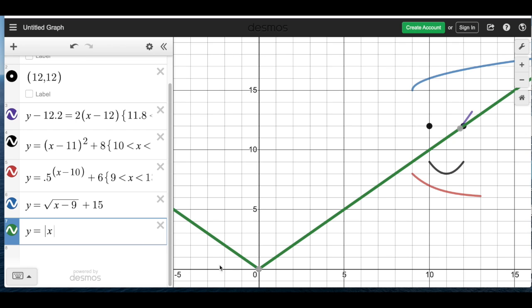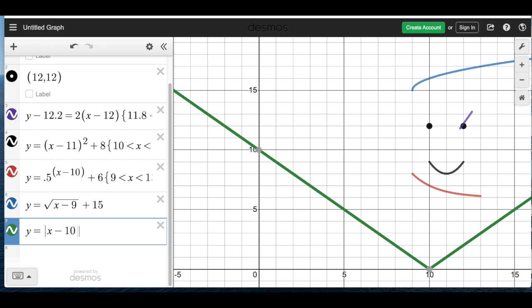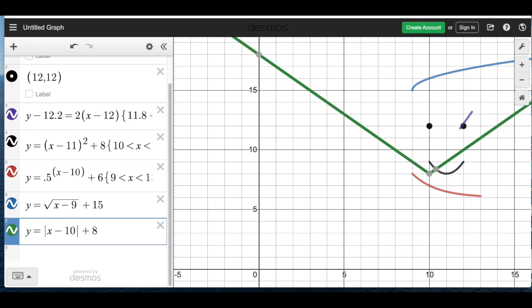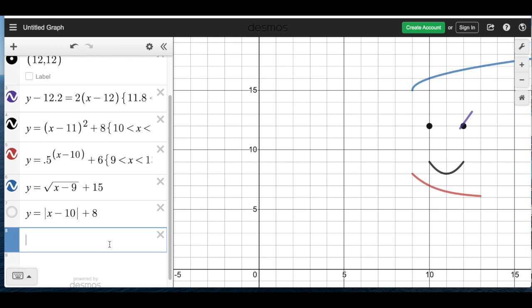It's a V. If you want to move that V around, it's kind of like a parabola, except it's not curved. If you want to move its vertex 10 units to the right, I put minus 10 on the inside. That shifts it 10 units to the right. If you want to move it up 5 or up 10, whatever you want to do, up 8 units, there you go. There's that. If you want to do some other functions, here's one that you might like.